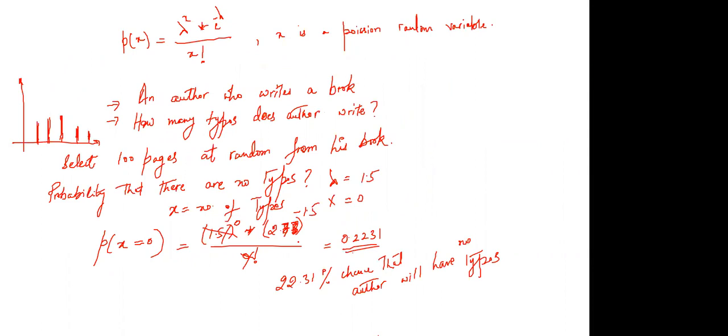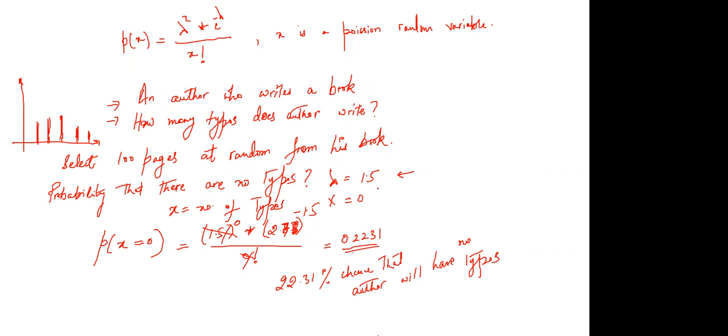So let's say an author is writing a book, and we need to find out how many typos he makes. So what we do is we select 100 pages at random from that book, and we are trying to find out what is the probability that he does not make any typos. For that, we have been given that the average number of typos over these 100 pages is 1.5. So it's an average, right?